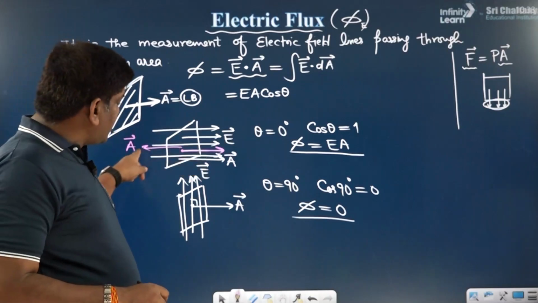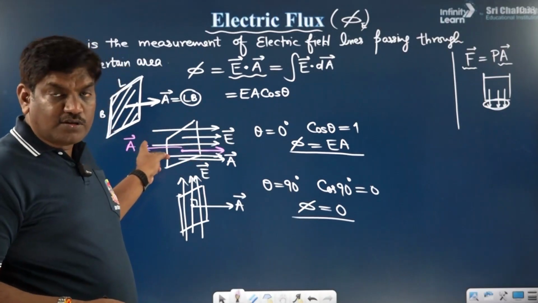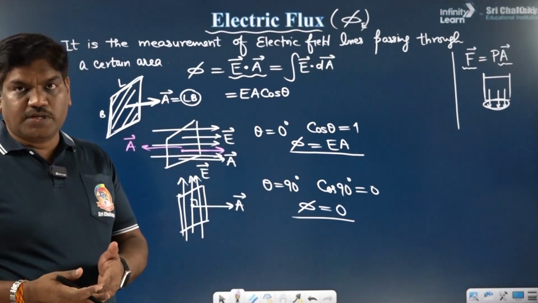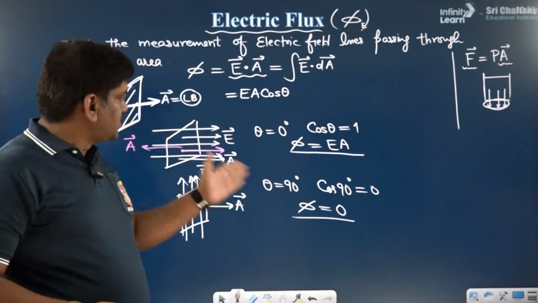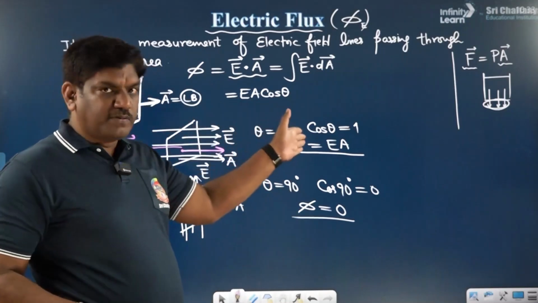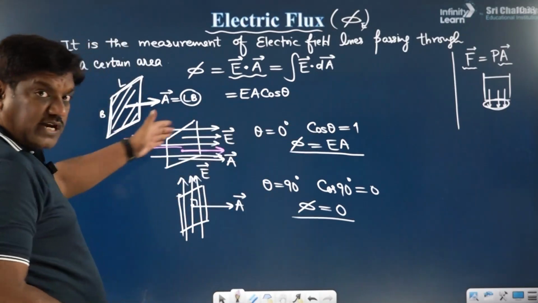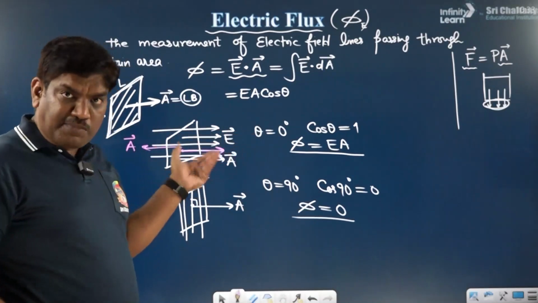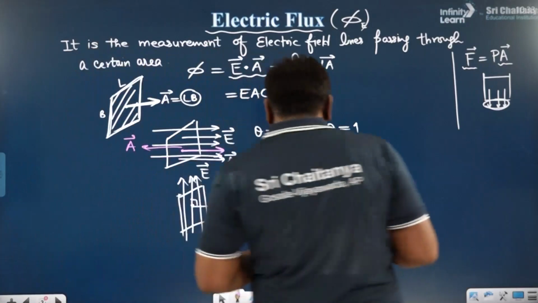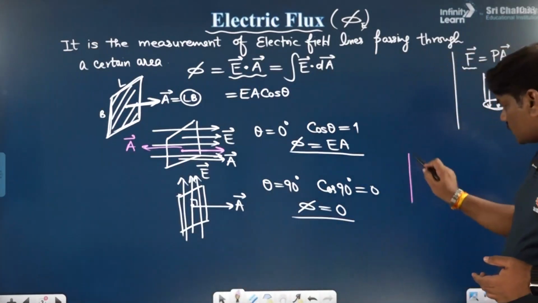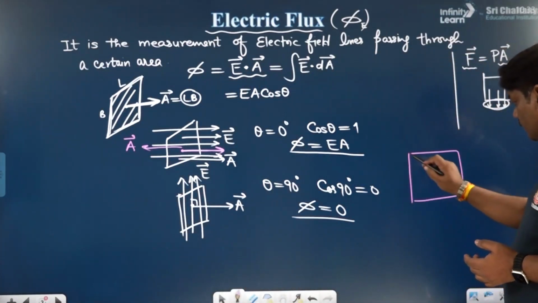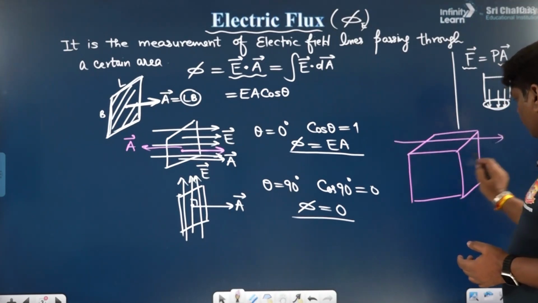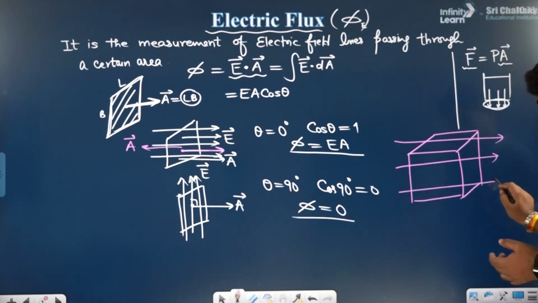But this area vector will definitely affect your flux when this area becomes enclosed. Because for a particular area, if you see from this side, the field lines are coming; if you see from this side, the field lines are going through this area. So this area vector can be anything. But if I am talking about an enclosed area, let us say this is a cube, and there is some field which is existing here.